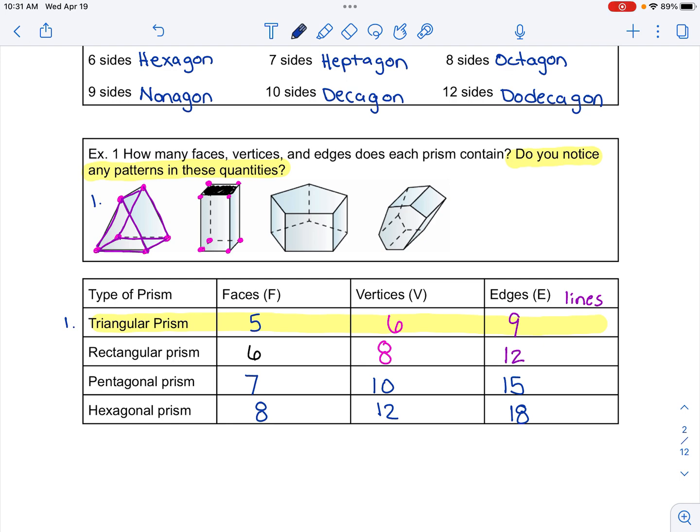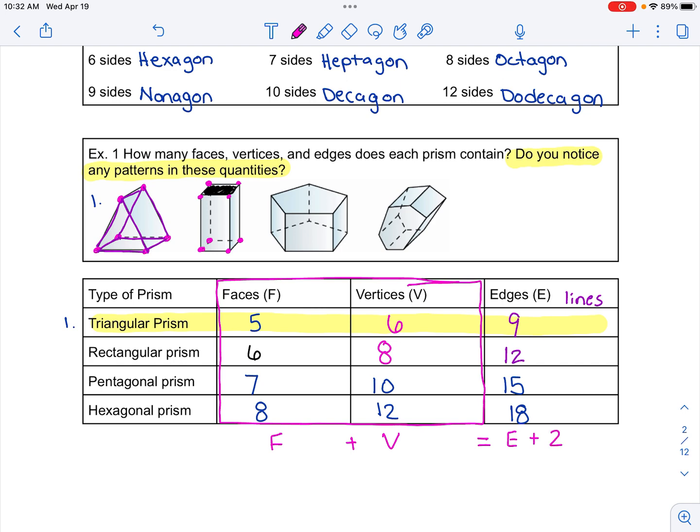And they're trying to find the pattern related to the faces and vertices. And how does that apply to the edges? So the faces plus the vertices, that doesn't equal because 5 plus 6 is not 9. Look for a pattern. You have the edges plus how many? 5 plus 6 is 11. So if I have 9 here, I would need to add 2.